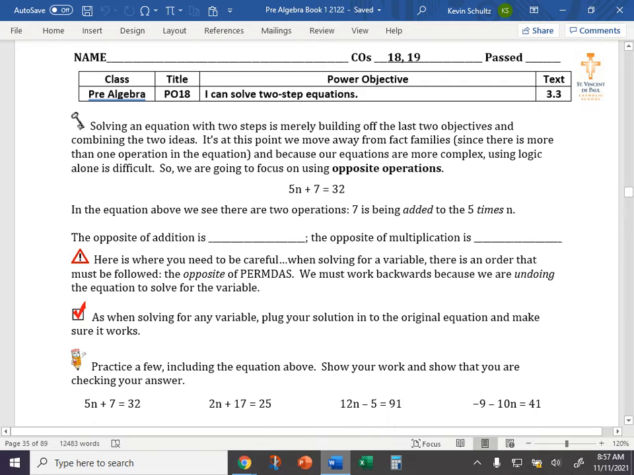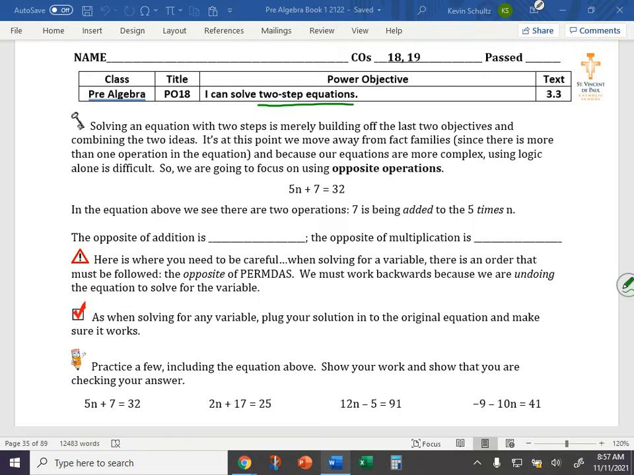Good day, pre-algebra. We have reached the end of Unit 3 already. This one was kind of a quickie, and it focused on expressions and equations. And the culmination of solving equations, for now, is solving what's called a two-step equation.